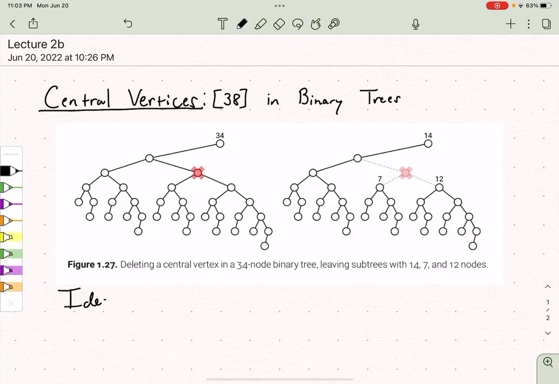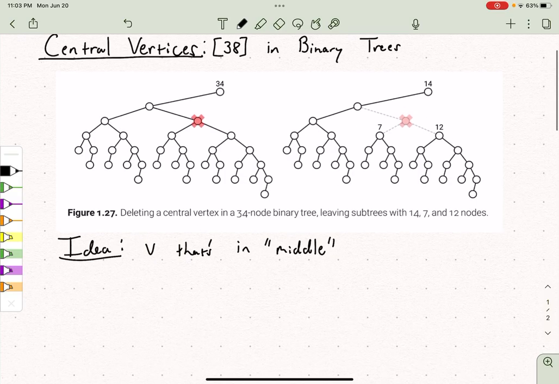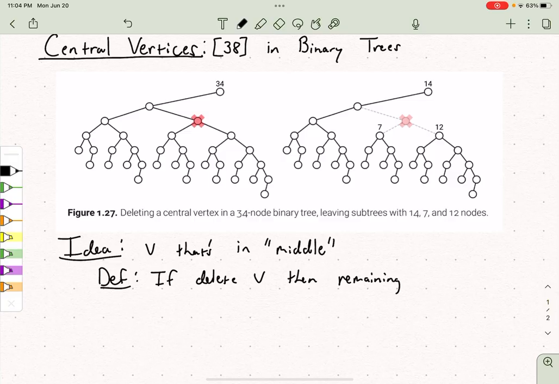So the idea is we take a node V that's in the middle of the tree, and what do we mean by middle? Well, the definition is going to be: if we delete V, then the remaining subtrees have at most n over 2 vertices each. So essentially there's no imbalances around V.